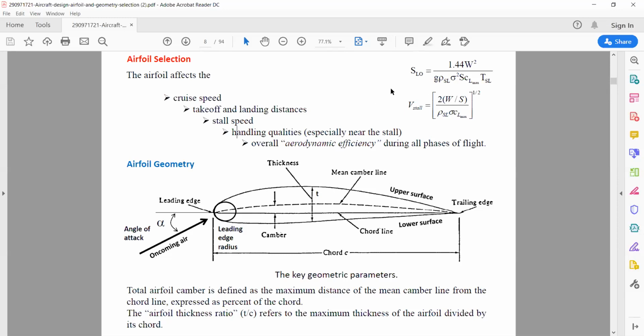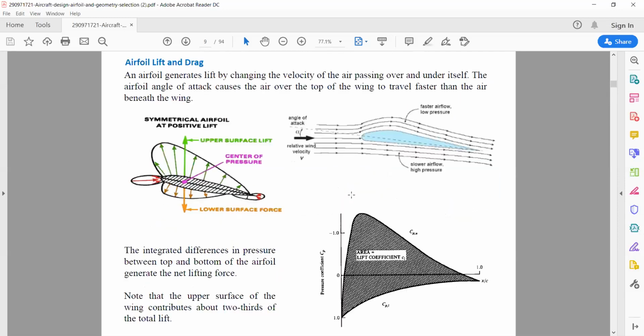And this is called under the distance of landing. And also we have V stall. I will discuss it. And just to understand how the airfoil looks, what are the parts of an airfoil? And this is called airfoil lift and drag.